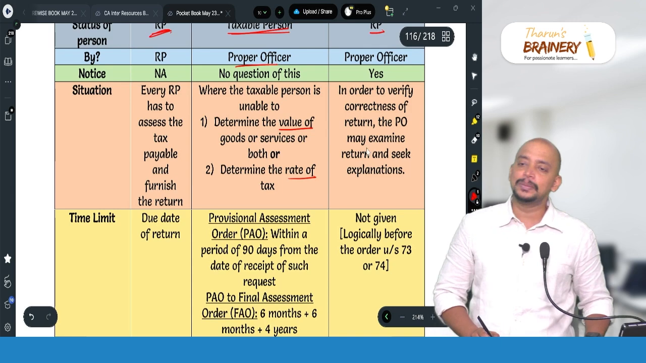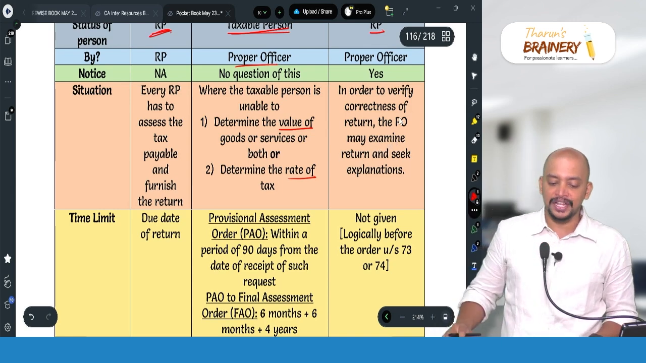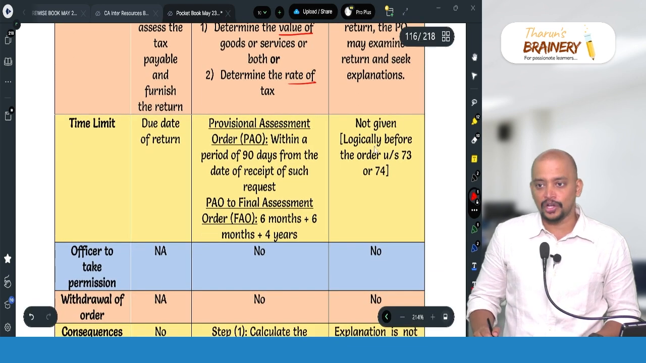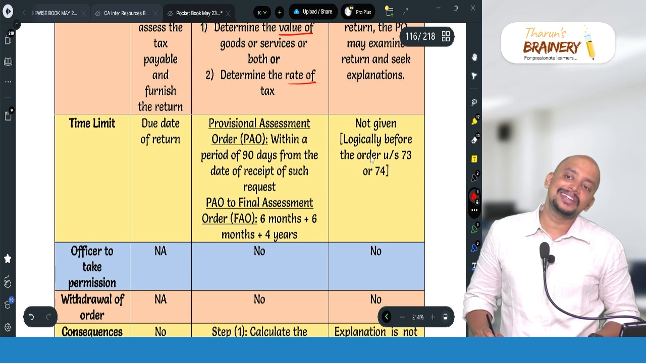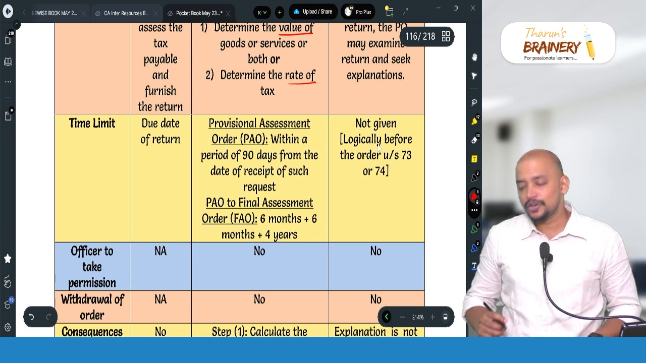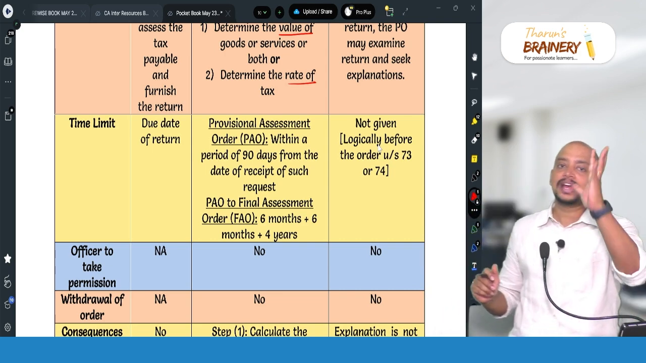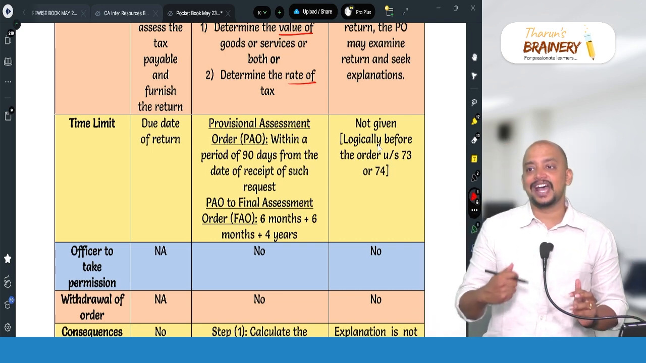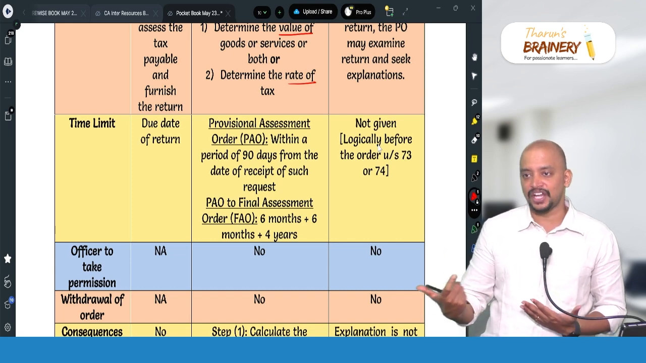Whether all returns will be taken up for scrutiny? No. So randomly the returns will be selected for scrutiny. And is there any time limit? No, not given. But logically, the time limit under section 73 and 74 should be followed. Why? Because after scrutiny assessment, what will happen? If suppose they identified that the person has to pay tax, and to recover the tax we need to pass an order. So recovery order is in 73 and 74.